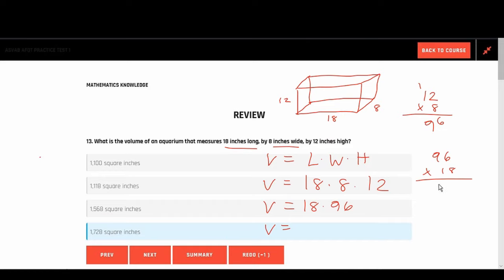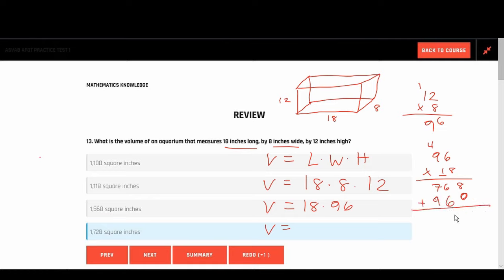Again, take your time here so you don't make any mistakes. 6 times 8 is 48. Carry the 4. 9 times 8 is 72. Plus 4 is 72, 73, 74, 75, 76. Since we're starting this 1, we have to add a 0 here before we begin. 1 times 6 is 6. 1 times 9 is 9.